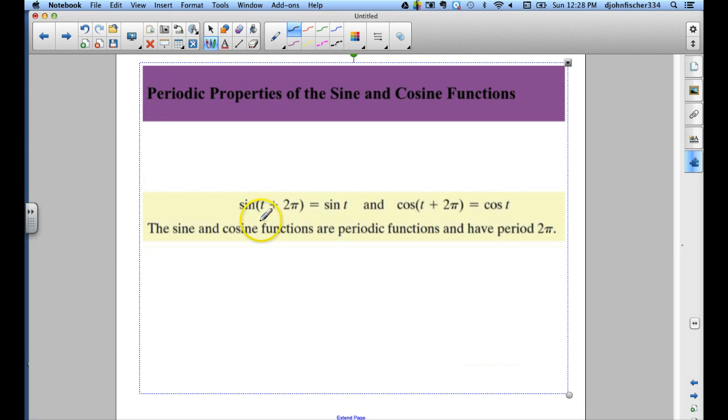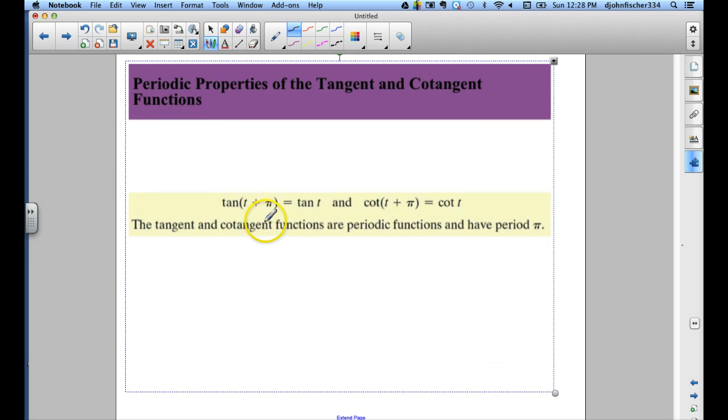So like in here, the basic sine function, the period is 2 pi. If we add 2 pi or subtract 2 pi, the function would repeat itself. It's the same value. It's kind of like that coterminal part. If we add 2 pi to it, it's going to be a coterminal angle. Tangent and cotangent is pi. If we add pi to tangent, it's going to be the same value.